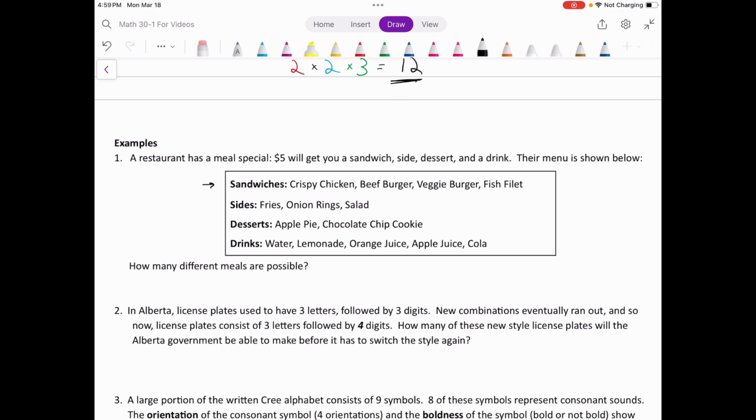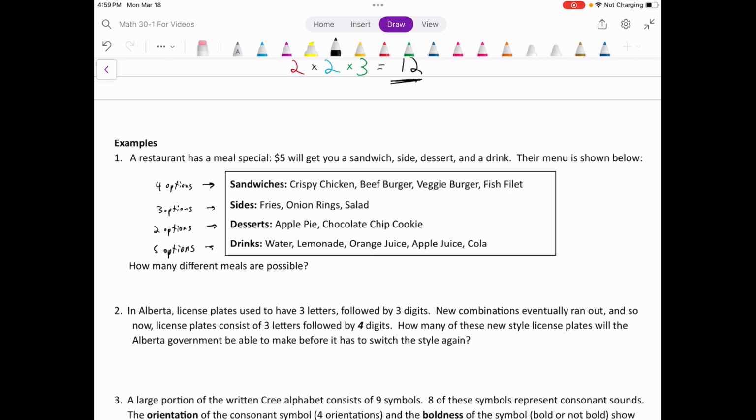How many ways are there to choose a sandwich? Well, I see 1, 2, 3, 4 different ways we could choose our sandwich, right? 4 options for the sandwich. Okay. For the sides, I see 3, fries, onion rings, salad. So 3 options for the side. For the desserts, I only see 2, right? Apple pie or chocolate chip cookie. So 2 options there. Drinks, we could do water, lemonade, orange juice, apple juice, or cola. So that's 1, 2, 3, 4, 5 options for our drink.